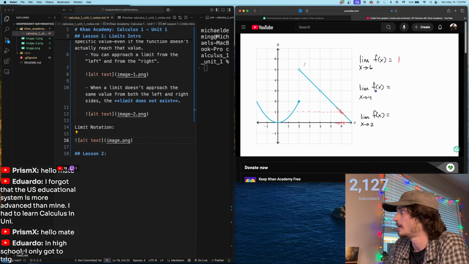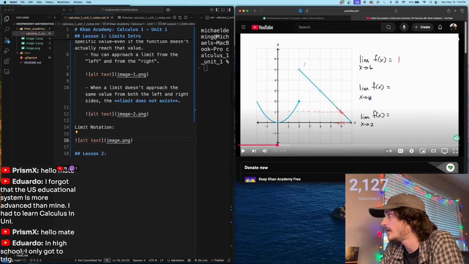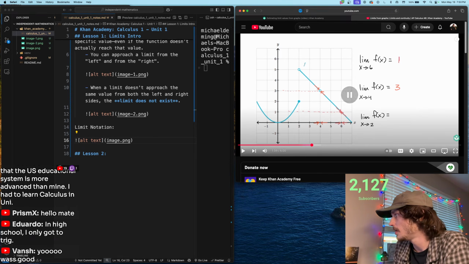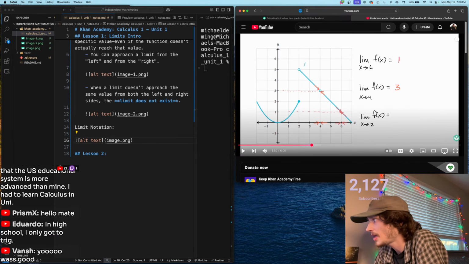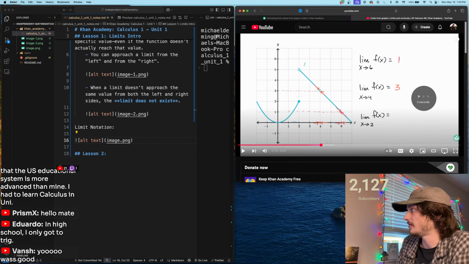Now let's do this next one. The limit of f of x as x goes to 4 would converge on a point of 3, even though the function is undefined there, it still would be 3. But as x goes to 2, we have 2 different limits that we're imposing upon the y values, so the limit would be undefined.